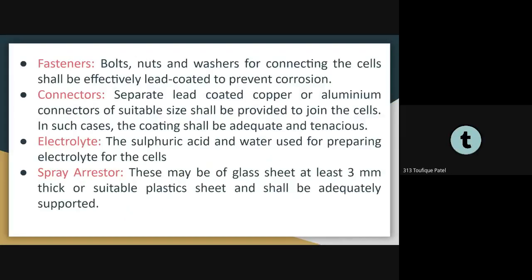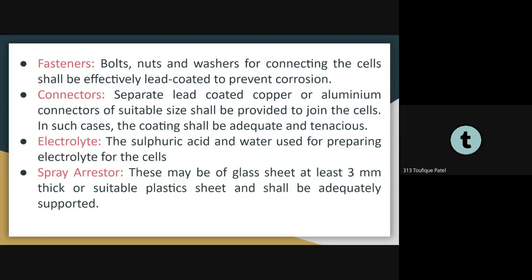Bolts, nuts, and washers for connecting the cells shall be effectively lead coated to prevent corrosion. Connectors. Separate lead coated copper or aluminum connectors of suitable size shall be provided to join the cells. In such cases, the coating shall be of adequate tenacity.